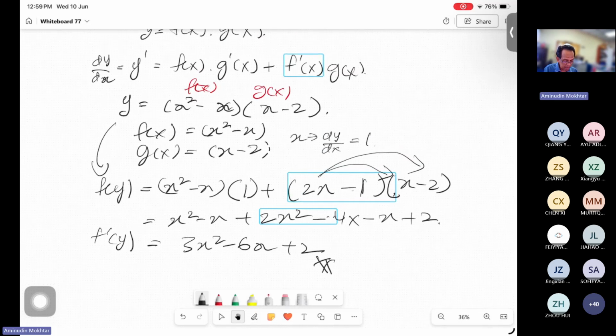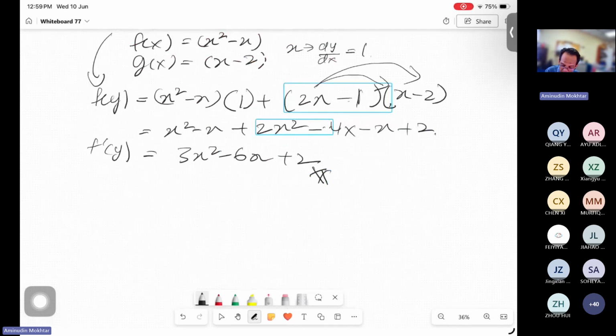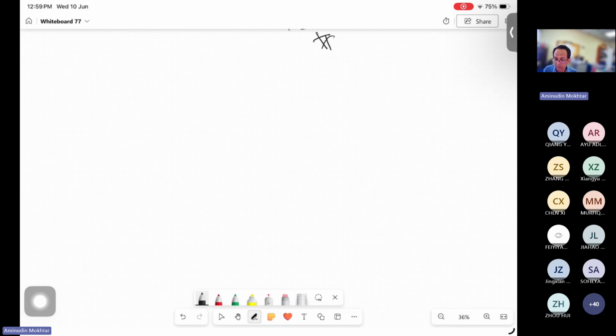Okay, before the break, I explained the product rule, one of the rules for differentiation. The next one is the quotient rule. Please refer to page 7. The quotient rule, or kaidah nisbah. Let's say we have this function for the quotient rule.